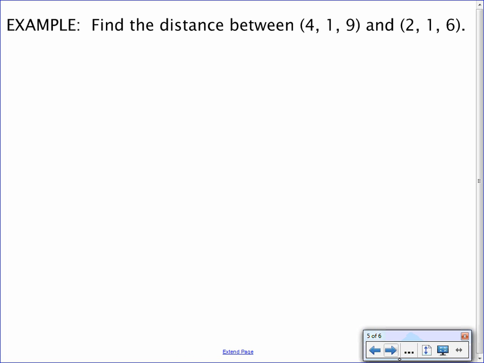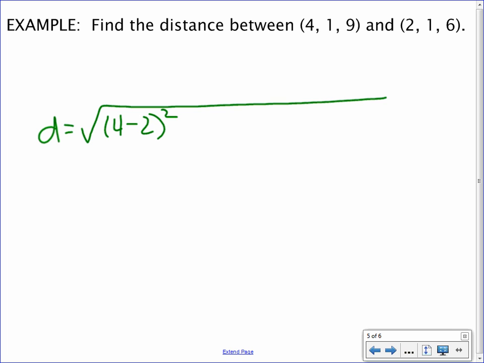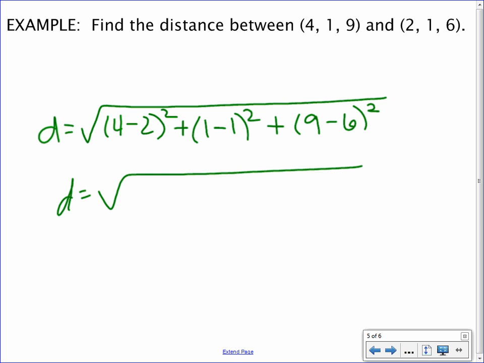Okay, so we have a coordinate, (4, 1, 9) and (2, 1, 6). So our distance, what do we do? Square root of 4 minus 2 squared. Does it matter which one comes first, the 4 or the 2? No, because we're squaring it. Okay? Plus 1 minus 1 squared plus 9 minus 6 squared. So we have 4 plus 0 plus 9. So our distance is radical 13.